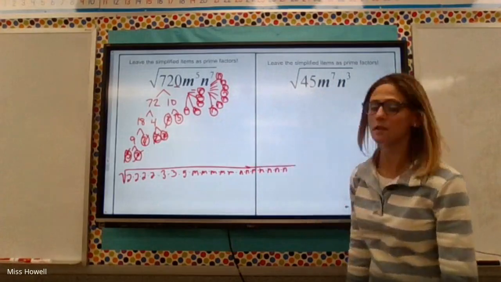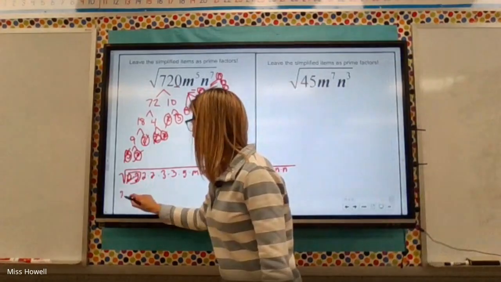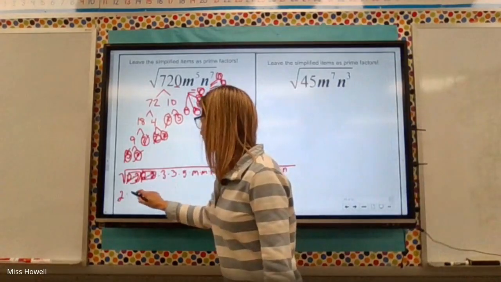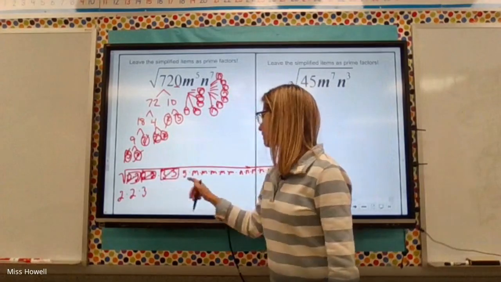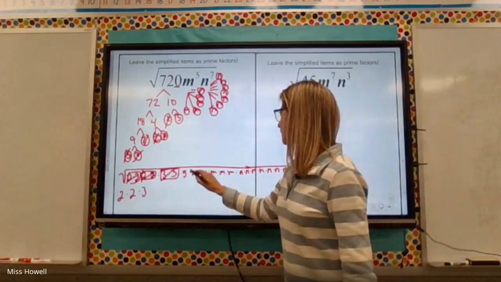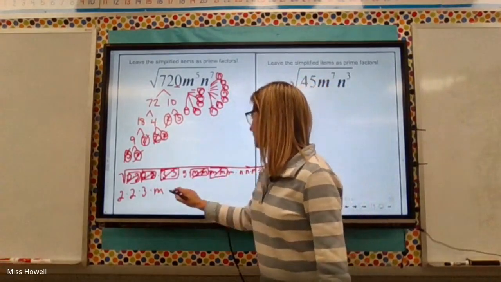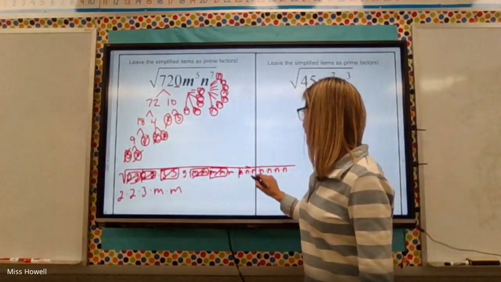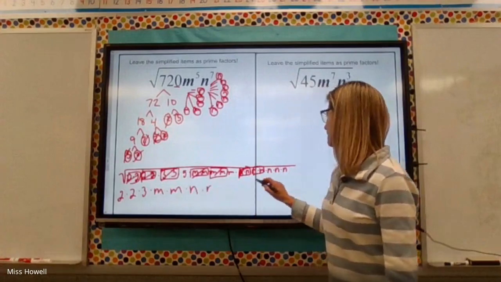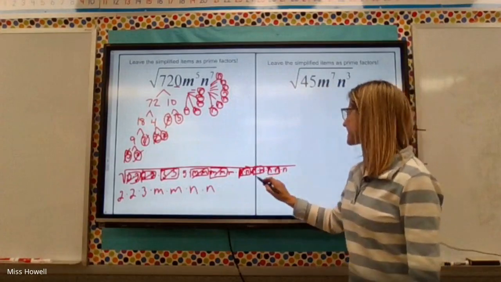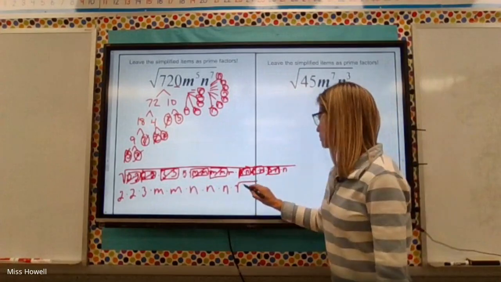All right, let's start looking for pairs called perfect squares. Square root of 4 right here is a 2. Another square root of 4 here is another 2. A square root here of 9 is a 3. Gone. 5 stays put. Square root of m squared is an m. Square root of m squared again is another m. Square root of n squared is an n, again another n, and again another n. And then we have leftover 5 times m times n. So square root of 5mn.